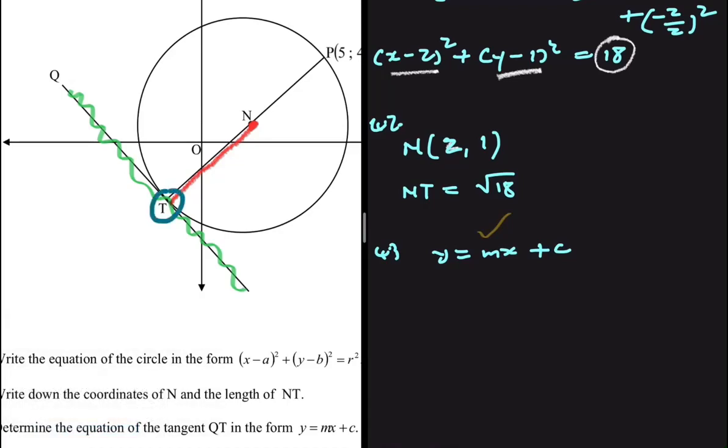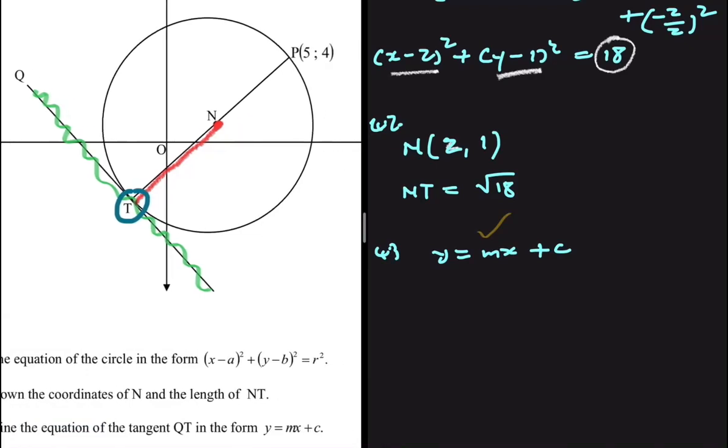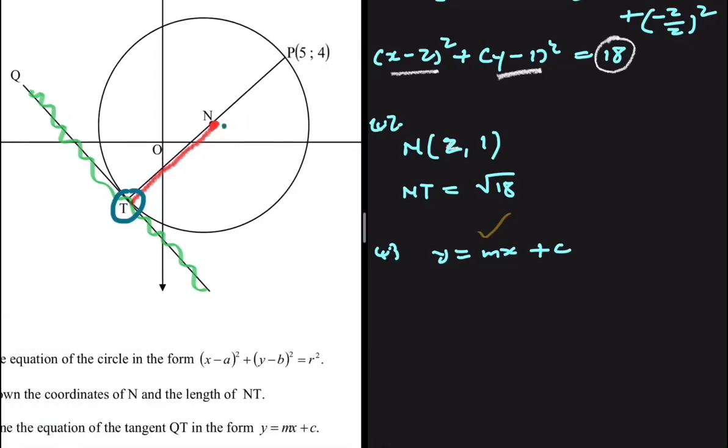Well, we don't necessarily have to find the coordinates of t for the gradient, because we can just use the coordinates of n, which is 2 and 1, and the coordinates of p. But in order to find c, we're going to need a point that lies on the line qt. So let's go ahead and find the coordinates of t, and then I'm going to use the coordinates of t to find the gradient, and after finding the gradient, we're going to use the same coordinates of t to find c. So how are we going to find the coordinates of t?